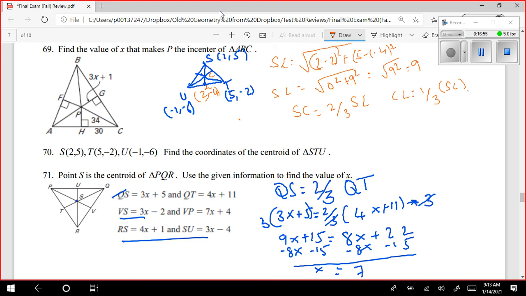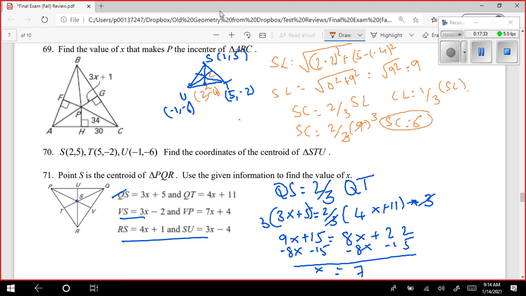But I'm pretty sure as this is 2 and this is also 2, the centroid will have the x coordinate as 2, but the y coordinate is the one which is missing. You can call it y and then find the distance. So first of all, let's see what is the SC value. SC is going to be 2/3 of SL, which was 9 because we found SL is 9. So I get SC equals 3 times 3 is 9, so I can cross this out, and 3 times 2 is 6. So SC is 6 units.